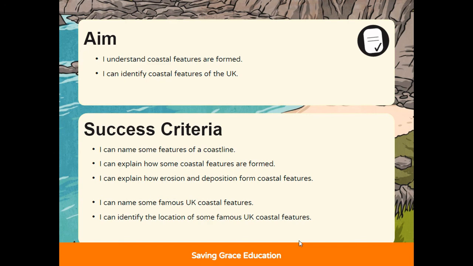In conclusion, ask yourself if you achieved today's aims and met today's success criteria. If you did, you will be able to say that I understand how coastal features are formed, and I can identify coastal features of the UK. I can name some features of a coastline. I can explain how some coastal features are formed. I can explain how erosion and deposition form coastal features. I can name some famous UK coastal features. And I can identify the location of some famous UK coastal features.